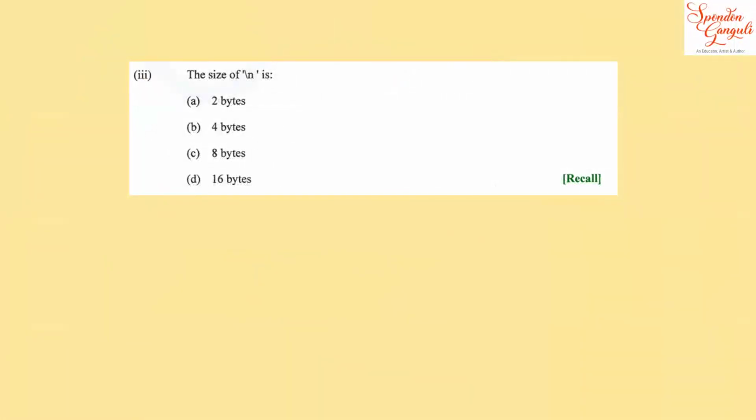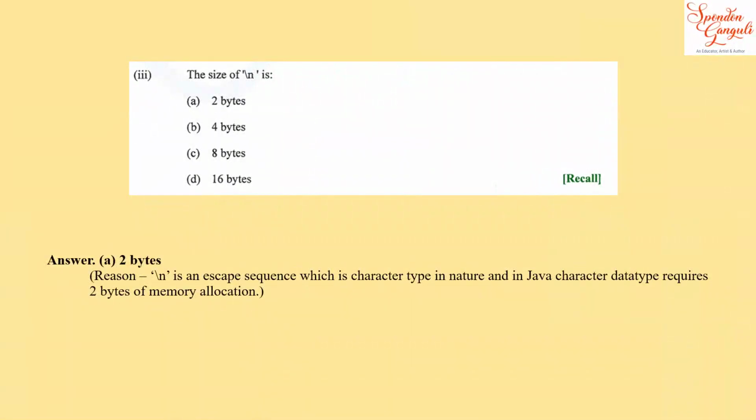Next question. The size of '\n' is 2 bytes, 4 bytes, 8 bytes, or 16 bytes. Now you can see here '\n' is within single quotes, and as we all know, this is an escape sequence, which is a character type. So a character occupies 2 bytes in Java. So '\n' is an escape sequence which is character type in nature. And in Java, the character data type occupies 2 bytes of memory allocation. This question is from the recall section, meaning you are recalling the concept.